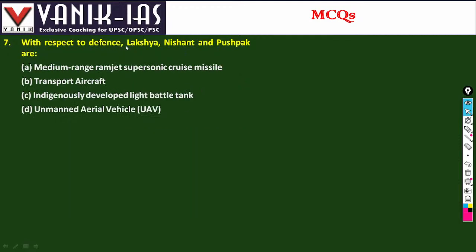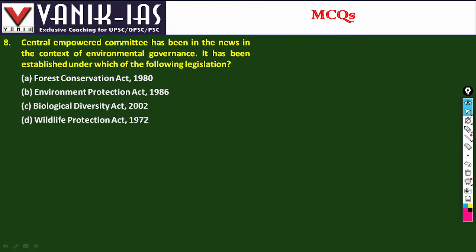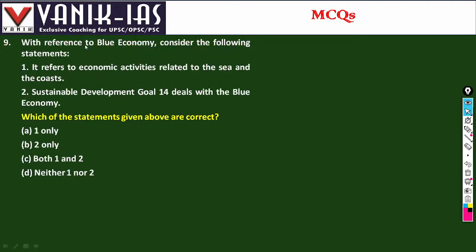With respect to defense, Lakshya, Nishant and Pushpak are all unmanned aerial vehicles, UAVs. D. A Central Empowered Committee has been in the news in the context of environmental governance. It has been established under which of the following legislation? As per the Environment Protection Act 1986, so B. With reference to the blue economy, consider the following statements. It refers to economic activity related to the sea and the coast, right? Sustainable Development Goal 14 deals with the blue economy. Here both 1 and 2 are correct.